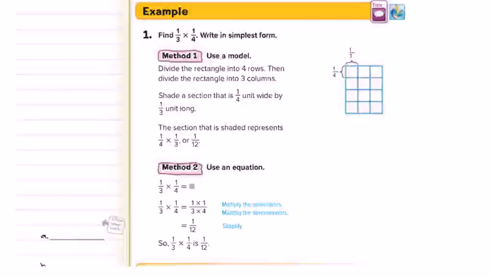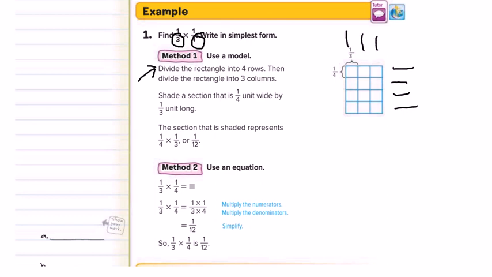So I look at my denominators in my fractions, and one denominator is a 3 and the other is a 4. So this will help me divide my box, or my whole, up into sections. I'll first divide the rectangle into 4 rows. So you can see these here, 1, 2, 3, 4. Then divide the rectangle into 3 columns, 1, 2, 3. So you should have a rectangle that looks like this grid here.